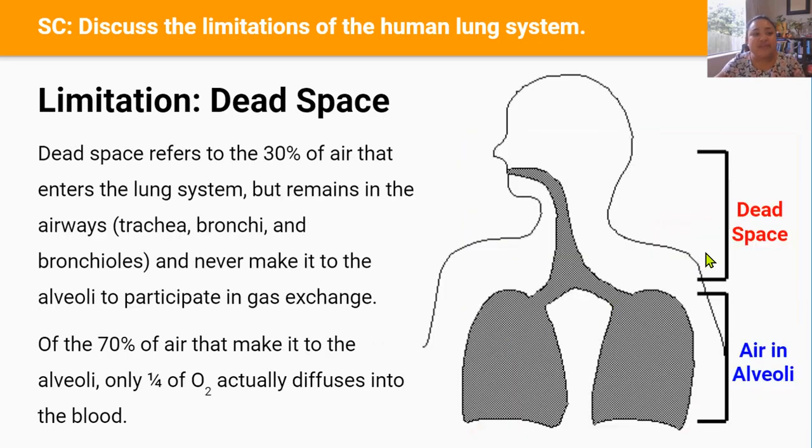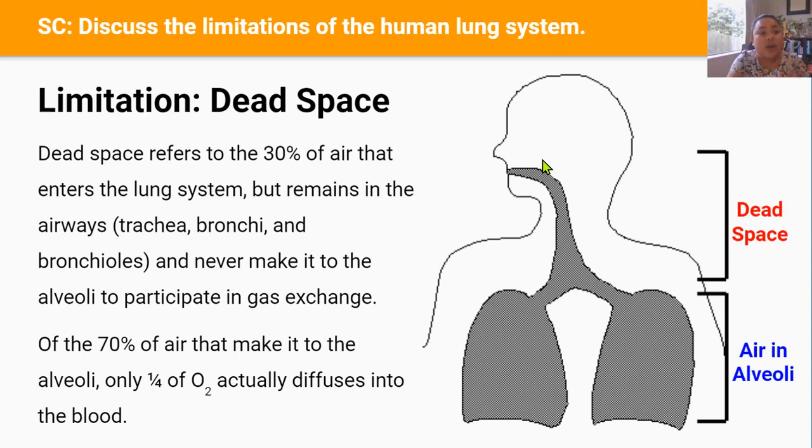And the third limitation, this last limitation, is called dead space. Dead space refers to the 30% of air that enters the body but remains in the trachea, bronchi, and bronchioles. So this is the air that never makes it to the alveoli to participate in gas exchange.